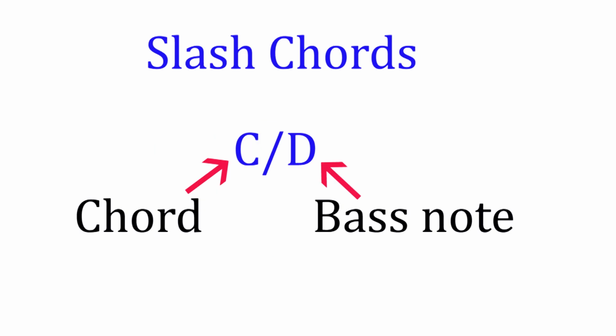Lastly, we have the slash chords which look like C/D. In this case, it means that the C major triad is played over a lower D bass note. However, it does not have to be a major triad. It could be any type of triad. So for example, you could have C minor triad/D.